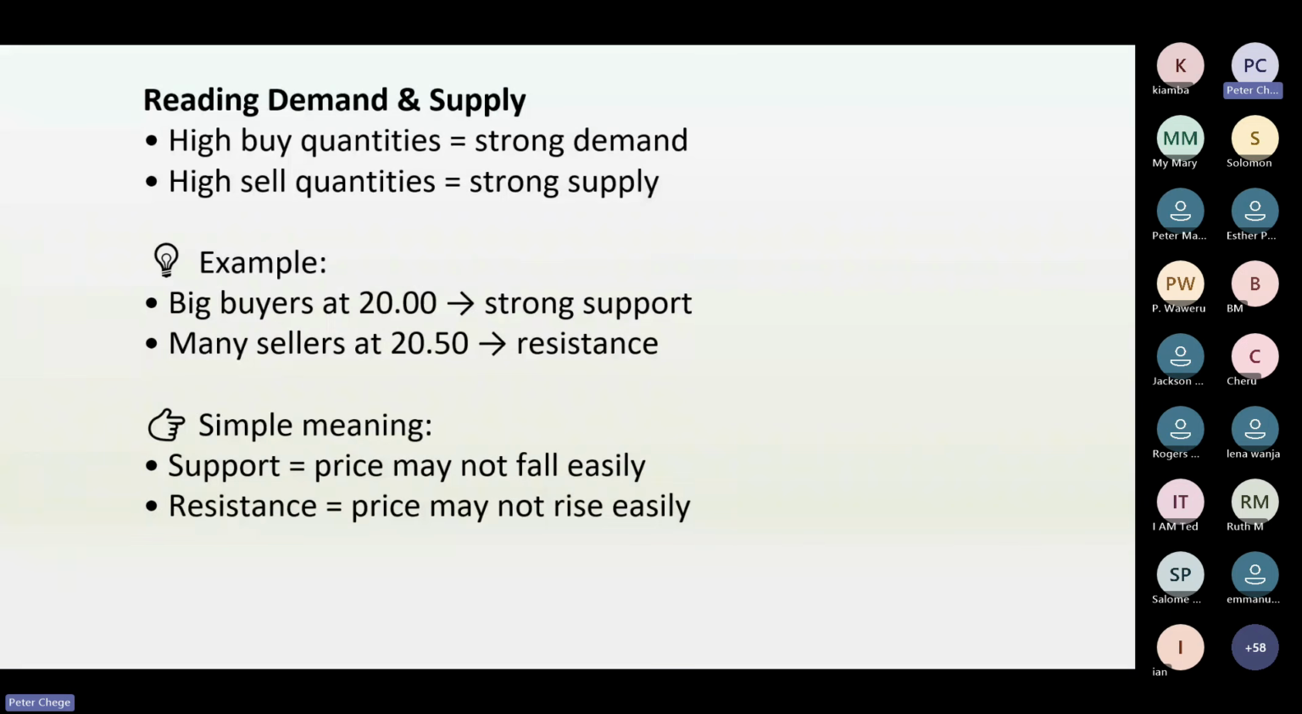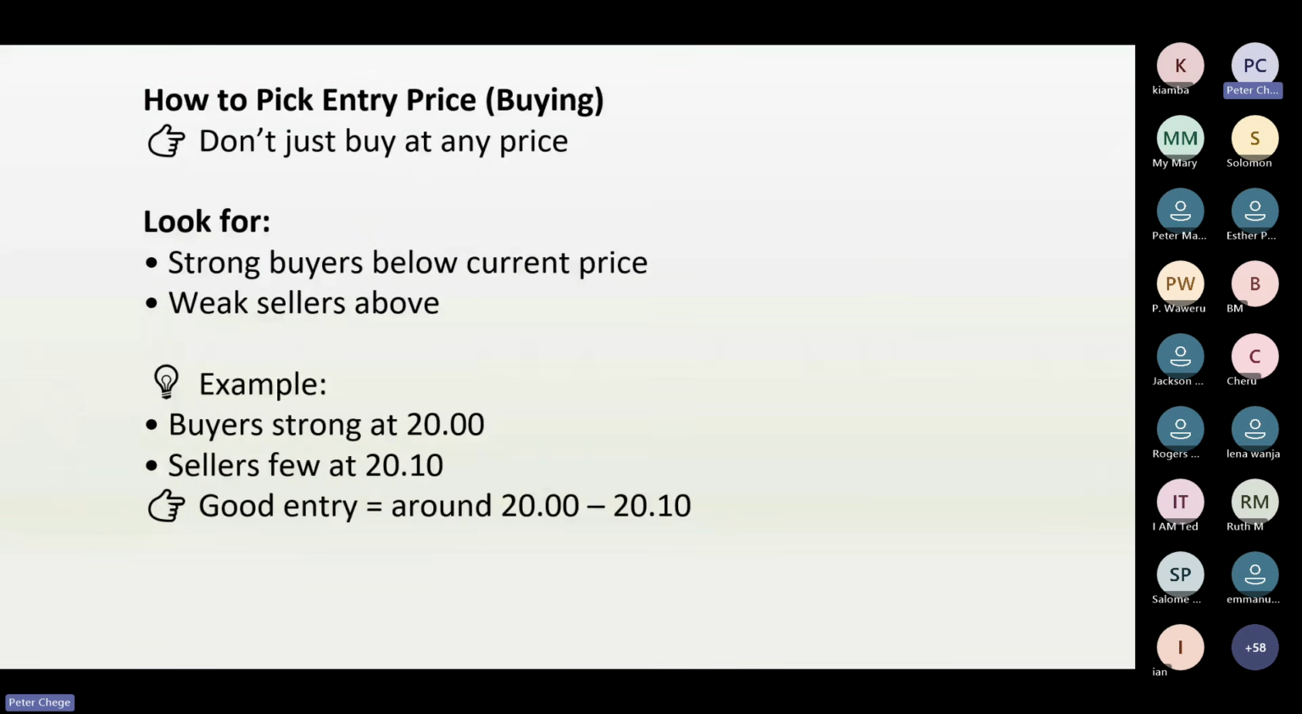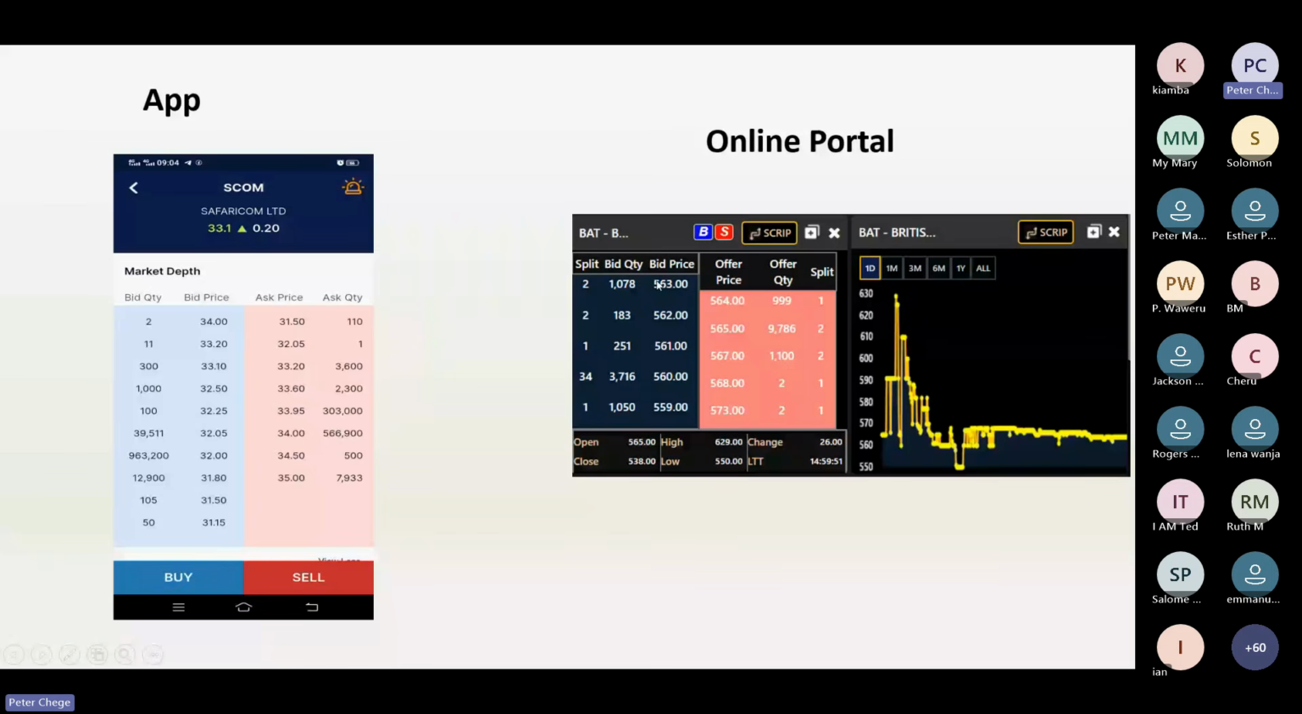Then how do you pick your entry price? If you're buying, don't just buy at any price. Look for strong buyers below the current price and weak sellers above. Let's go to the same screen here. Like here, if you look at the bid side on the BAT screen, the one that has a graph, we have 563. There's already a very huge quantity.